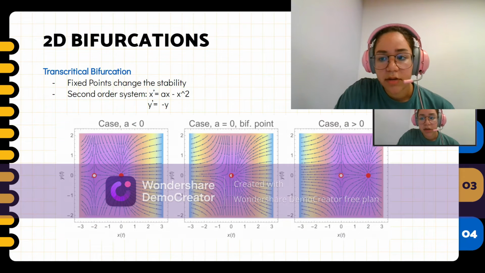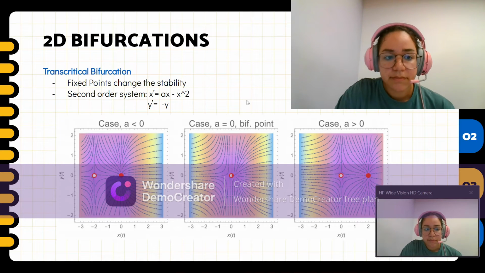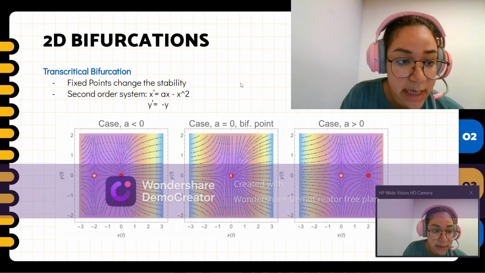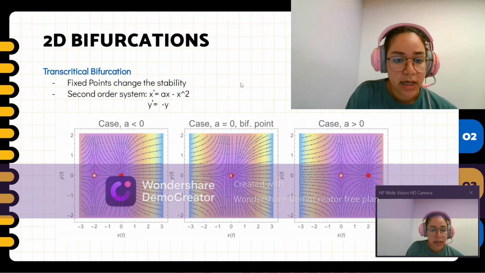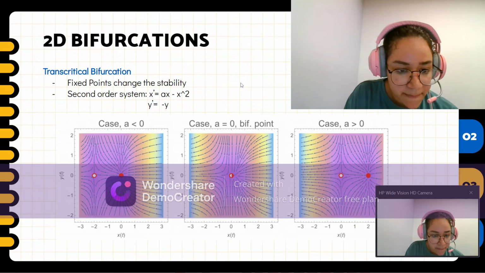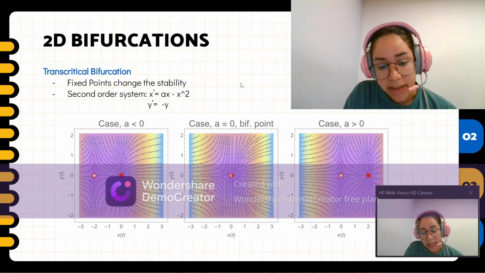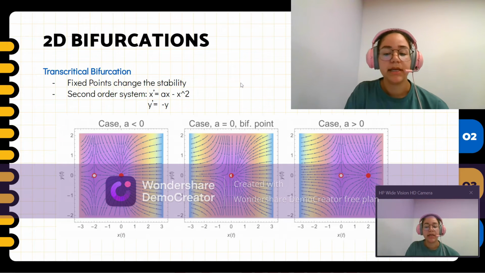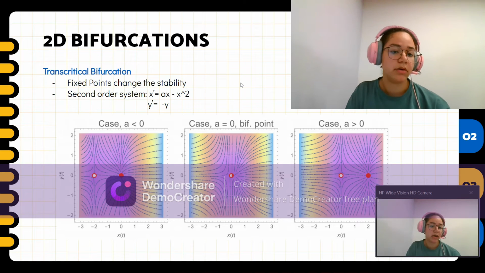Now we're going to go into 2D bifurcation. Now there's the transcritical bifurcation. Again, the fixed points change their stability. As I explained earlier, in the center at x equal to 0, it's stable, and then as a approaches 0, or a equals 0, it becomes semi-stable, and when a is greater than 0, it becomes unstable. It's the same approach, it's just that now we're working with second order instead of first order.